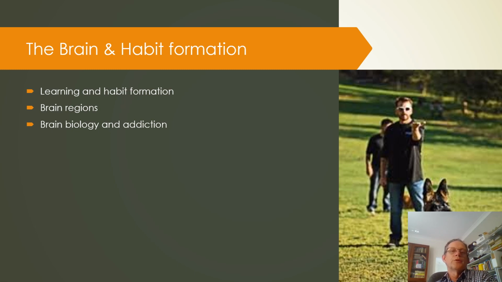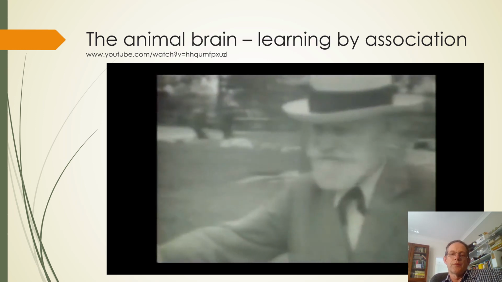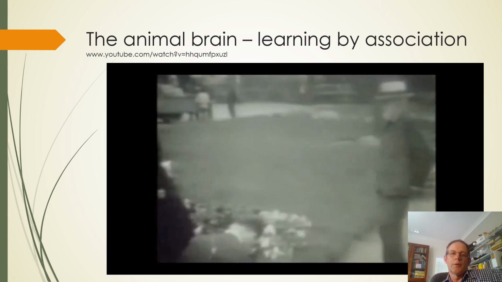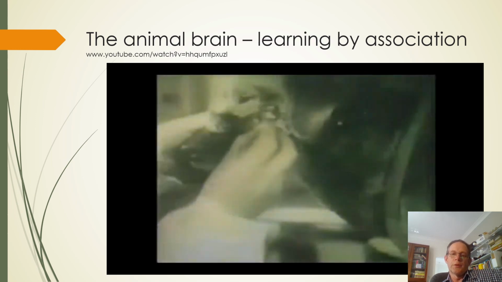So we'll look at the brain regions involved in learning, both the conditioned learning and applied learning, and look at the brain biology as it applies to addiction. First, I'd like to look at learning by association, and you've probably heard of Pavlov and his dogs and the use of ringing the bell to produce salivation in the dogs. Let's look at this video, and this learning by association is called conditioned learning, classical conditioning.